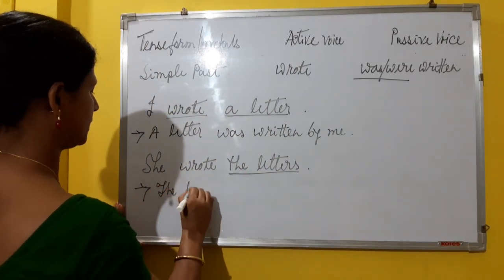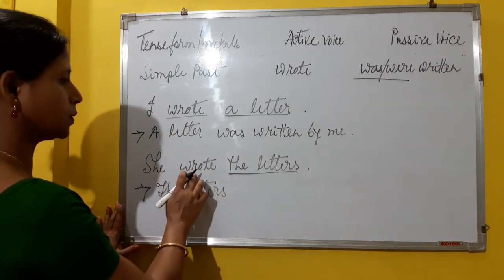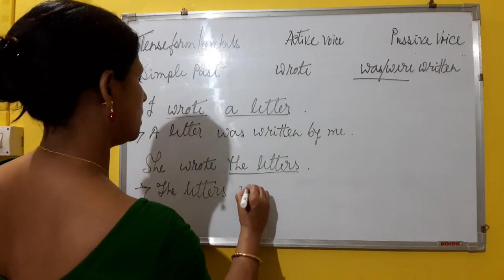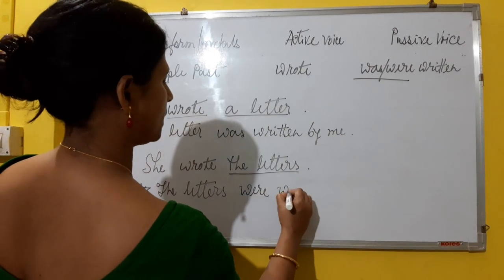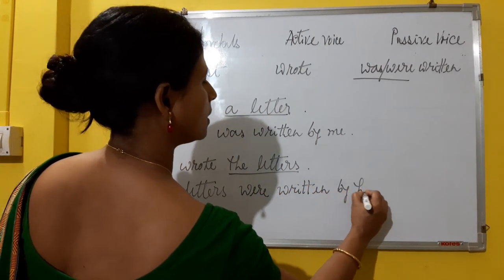But this one is different because here we get the letters, plural. The earlier sentence was, she wrote the letters. The letters, since it is plural, were. Okay, the letters were written by her.